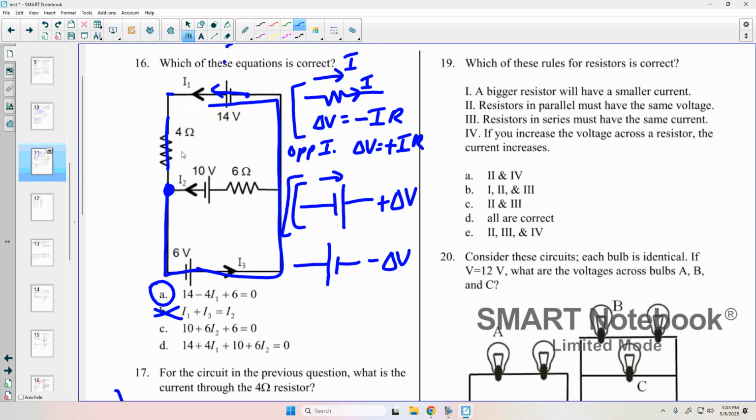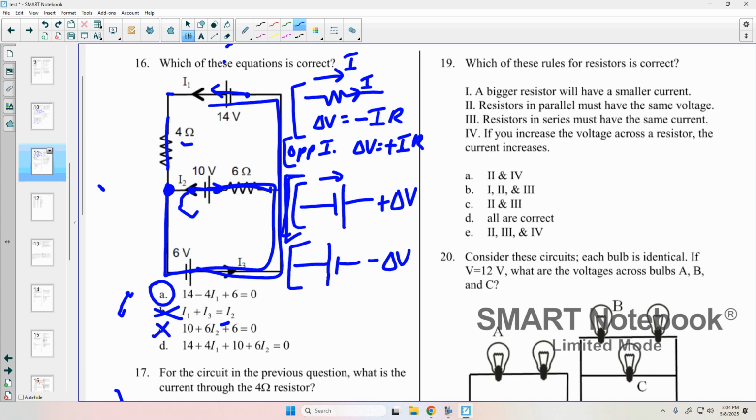Then 10 plus 6i2 plus 6, that is starting here and going in that direction. 10 is correct. That's going from little to big, so it should be a positive voltage. Plus 6i2, I'm going opposite the direction of the current. Notice the current's going to the left, but I'm traveling to the right. So okay so far. But then as I come down here to this battery, the plus 6 should not be plus 6. It should be minus 6, because that would be like this scenario. So that one's not right.